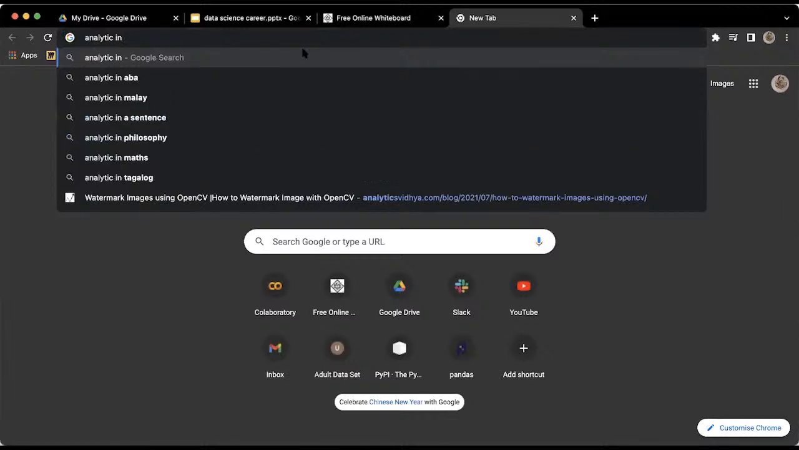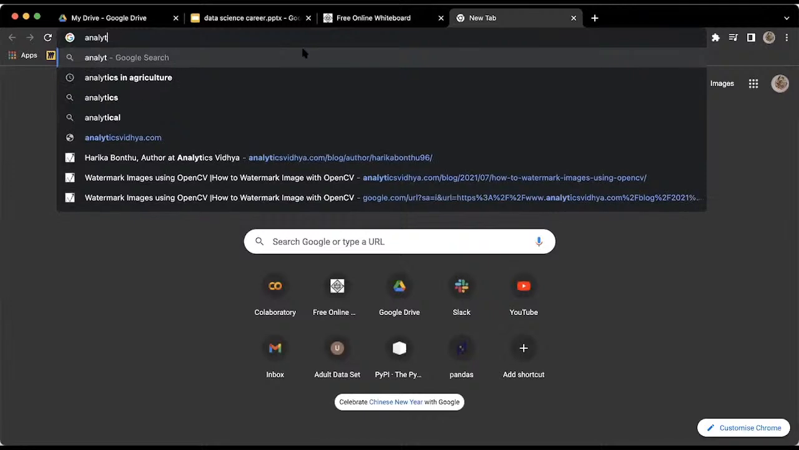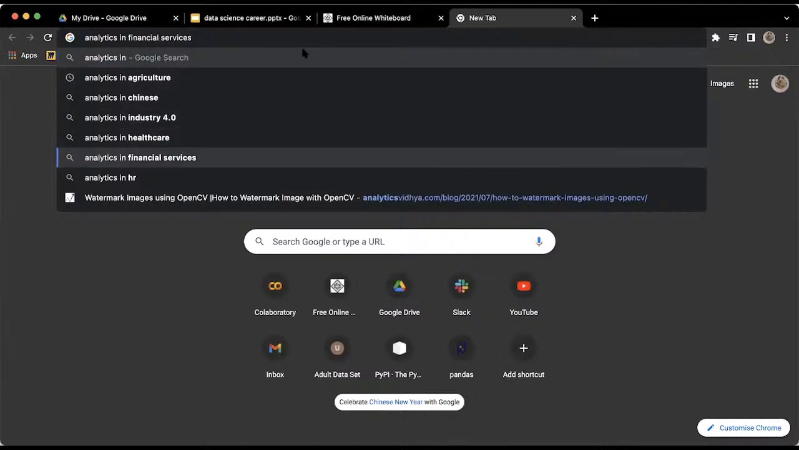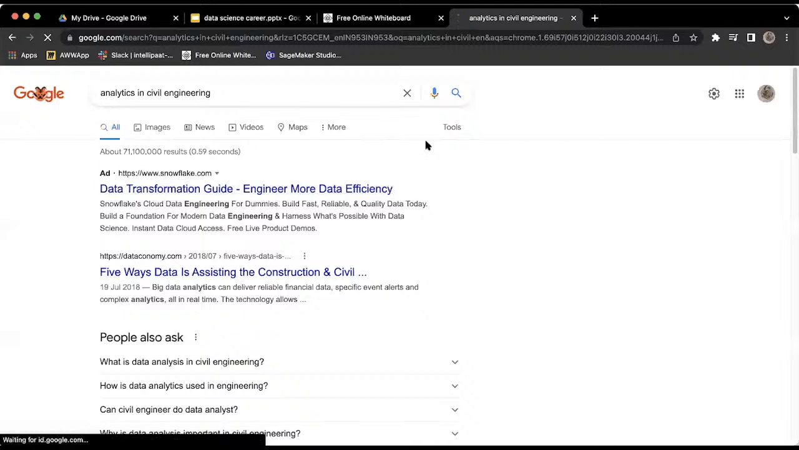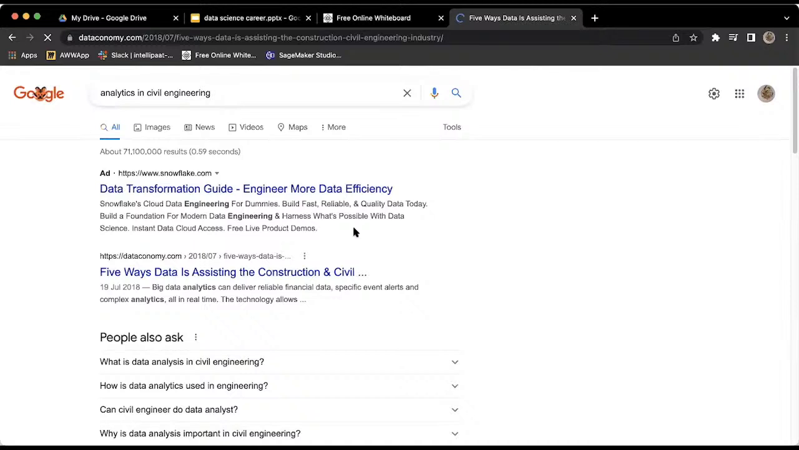See, analytics in agriculture, analytics in pharma, analytics in science, healthcare, financial services, in HR. It's almost everywhere. If I look at civil engineering, let's see what use cases come up. In construction and civil services, you'll see that multiple use cases are there. Let's open this up. What does this document say? And now see, this document is almost 3 years old, 4 years old. Just one second, it loads up. My point is being self-aware is very important in data science. So why isn't it opening up?